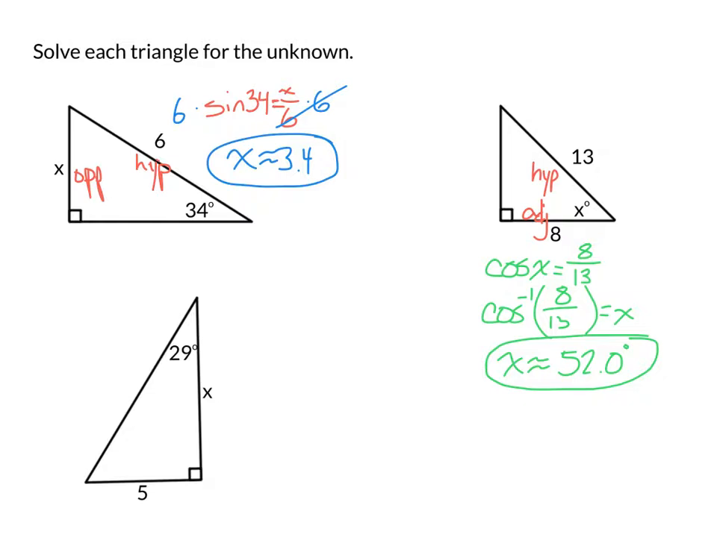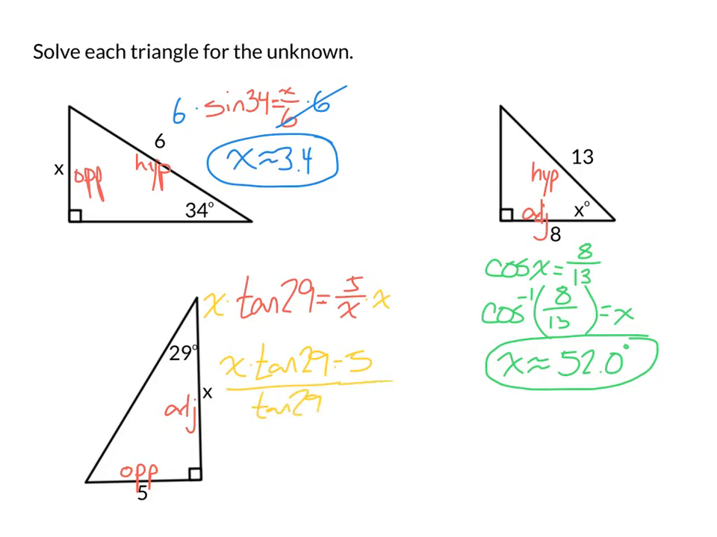From our angle 29, we are given the opposite, which is 5, and we don't know the adjacent. Which trig ratio uses opposite and adjacent? That one is tangent. So we'll do tangent, again, of the angle equals opposite, 5, over adjacent, x. To get x by itself, we'll start by multiplying both sides by x. So x times tangent of 29 equals 5. Then we'll finish by dividing both sides by tangent 29.